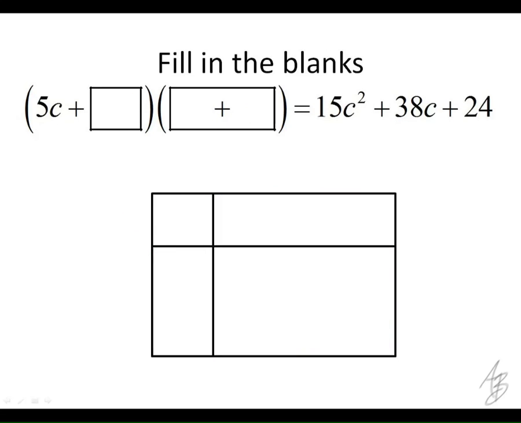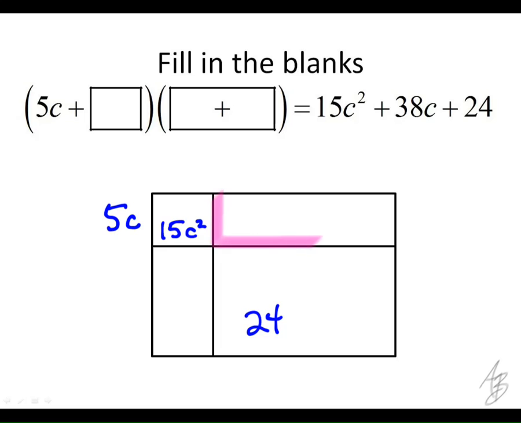So we're going to do this one the same way. I'll start by labeling everything we know. We know that this is going to be 5c here, right? And I also know that the 15c squared is going to be the area of which box? Top left. Okay. And I know that the 24 is going to be the area of which box? Bottom right.